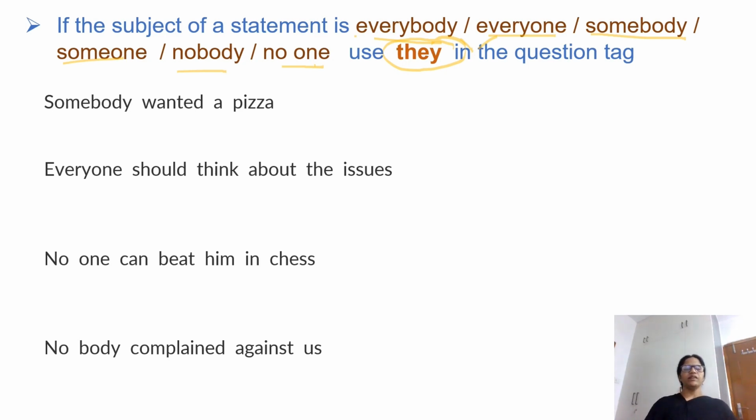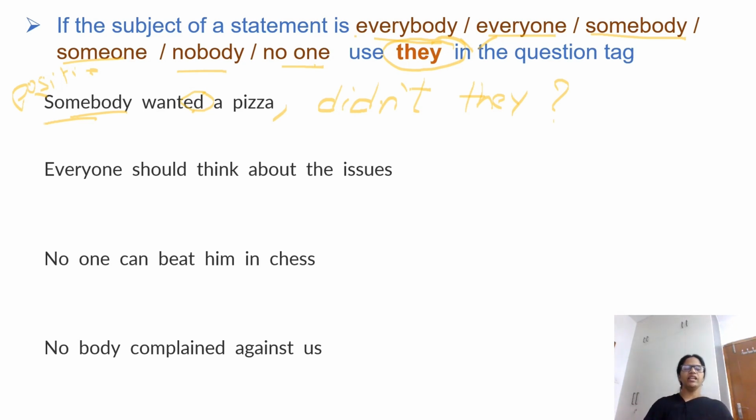Let's see some examples. Somebody wanted a pizza. What is the auxiliary verb in this sentence? It isn't mentioned. The sentence is in simple past. We should take the help of the do form, that is did. Somebody wanted a pizza. The statement is positive. A positive statement needs a negative tag. Did not. Did not contraction is didn't. If you have somebody as a subject, we should use they as a pronoun. Didn't they is the answer.